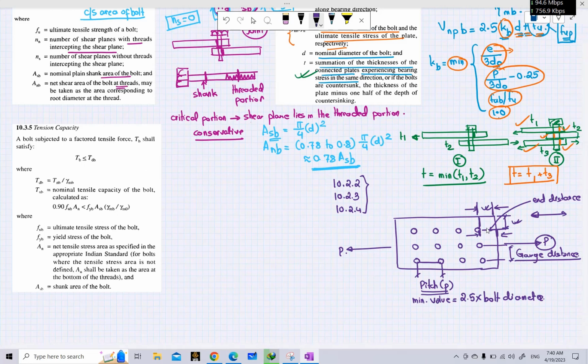So if the distance from the center of a bolt to the adjacent edge is in the direction of the stresses or in the direction of the force, we call that end distance. But if we are looking at the distance from the center of the bolt to this edge of the plate in a direction at right angles to the forces, this we call edge distance.